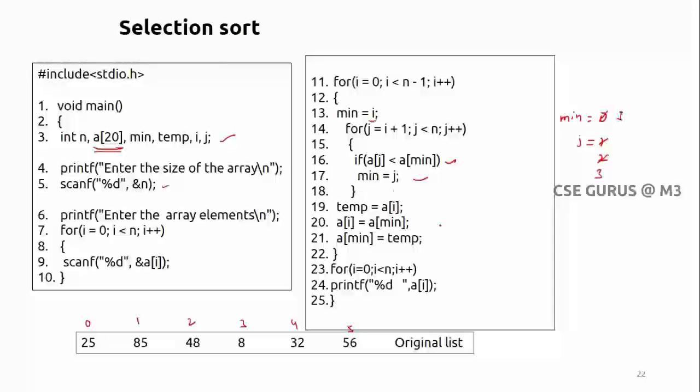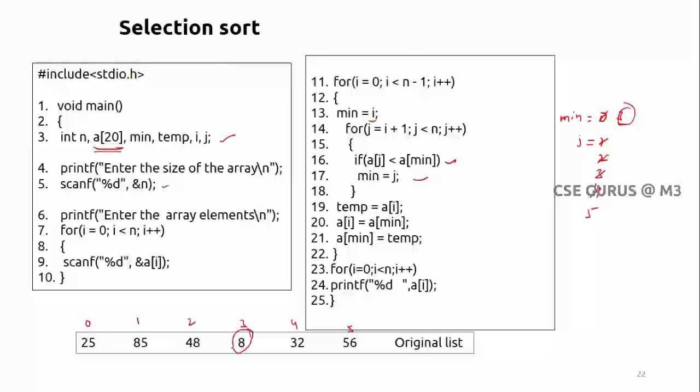Now j will be incremented to 4. Now 32 is less than, shall I check with 8 or 25? 8 only, because the minimum index has changed. So 32 is less than 8? No, so it's not changing. Next, j value is 5 finally, and 56 is less than 8? No. So the j loop completes. What is the minimum index? 3. That means a of 3, 8, is the smallest element.